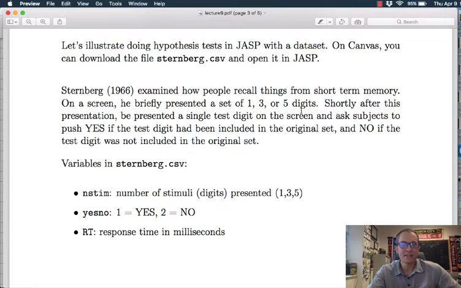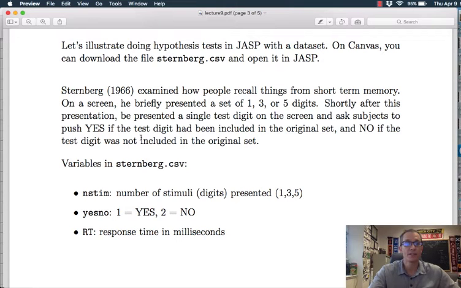Shortly after this presentation of those digits, he then presented a single test digit on the screen and asked subjects to press one of two buttons. To press yes if the test digit had been included in the original set, and no if the test digit was not included in the original set. So basically what he was doing was testing short-term memory, and particularly measuring how long it took people to press the yes or no button.